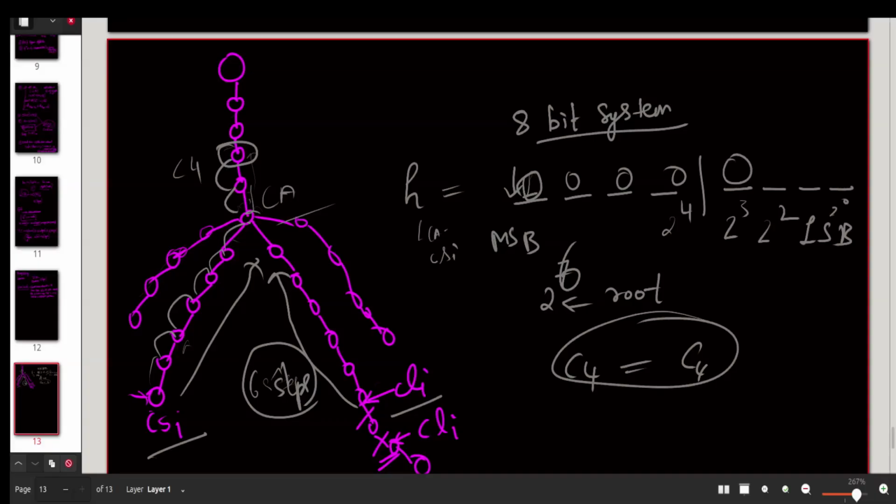And then what about 2 square? Take 4 jumps from CSI: 1, 2, 3, 4. Let's call this C8. So CSI, when it took 4 jumps, ended up at C8. And let's say CLI ended up at something of the same depth as C8. Let's call it C8 prime. And C8 is not equal to C8 prime. So you can assume it's 1 here and move both CSI and CLI to these positions.